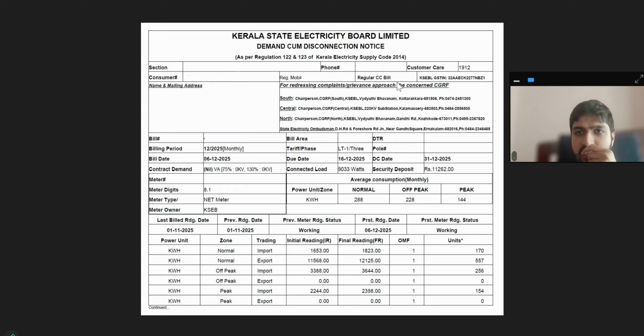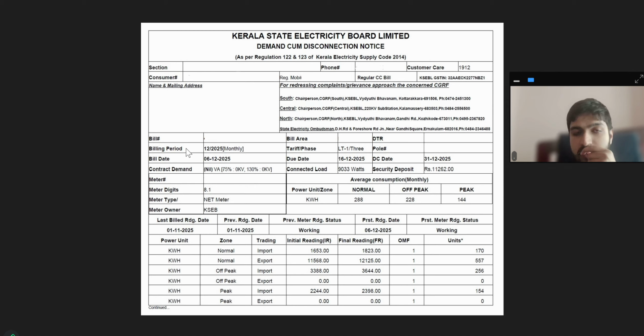This is a regular bill. The KSEB GST number is mentioned here. For any complaints or grievances, you can see the toll-free numbers or the landline numbers for different zones. So Kerala is divided into different zones. The South zone will be in Kottarakara, the number provided. The Central zone will be in Kalamassery, the number provided. The North zone will be in Kozhikode, the number provided. The State Electricity Ombudsman is also mentioned here, and the number has been provided. That's a higher level of escalation.